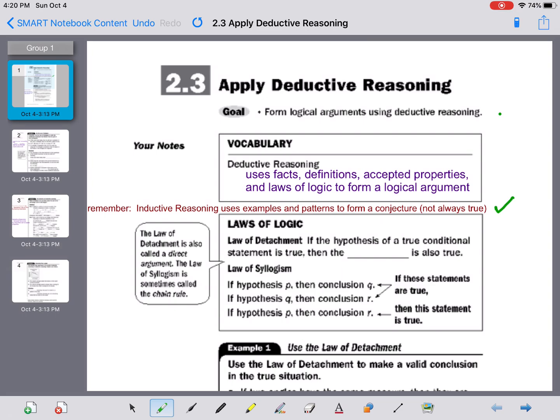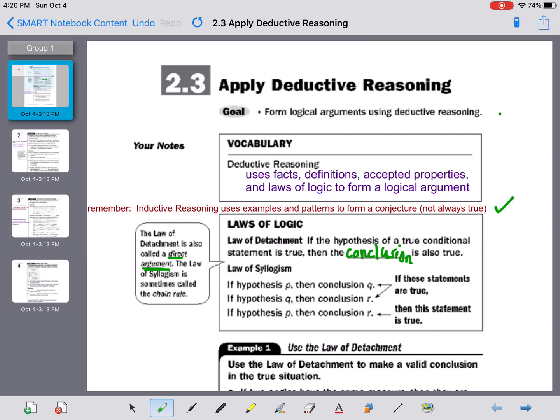All right, we start off with two laws of logic. The first one is the law of detachment. If the hypothesis of a true conditional statement is true, then the conclusion is also true, okay? You'll notice over here, this is called a direct argument. So when you're given if this happens, then this happens, if the if comes true, the then comes true. It's just a two-part rule, basically.